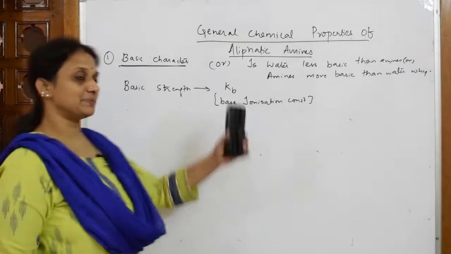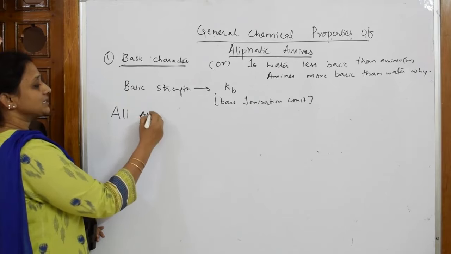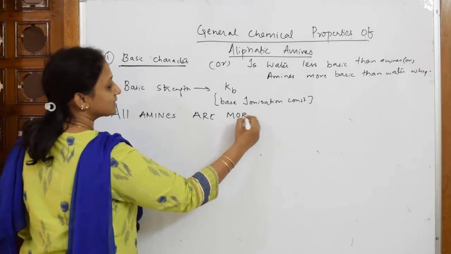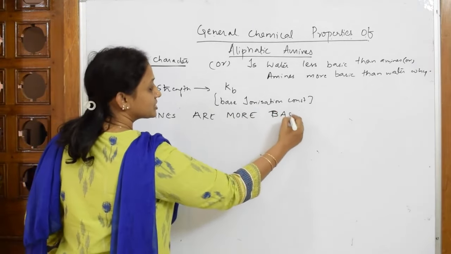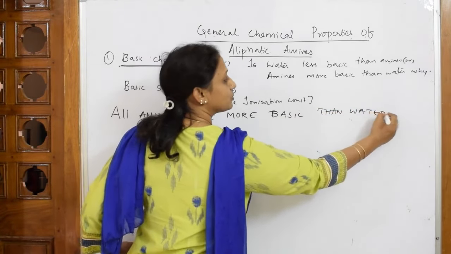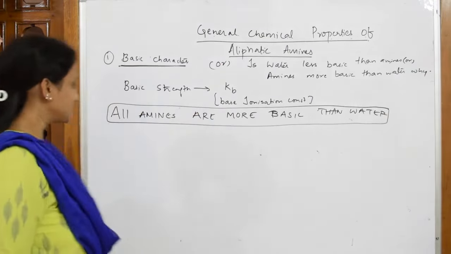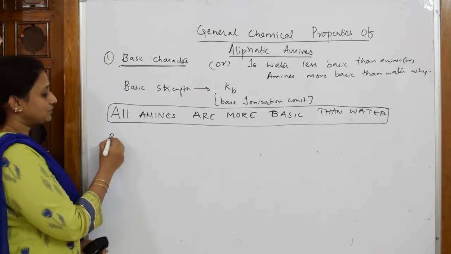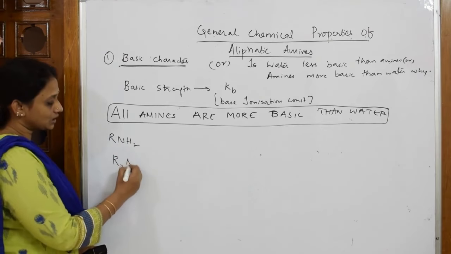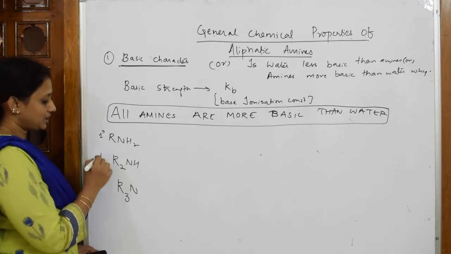Done. Let's start. Now, I have to prove whether it is basic or not. First important thing, remember in your mind, all amines are more basic than water. If you understand this, everything is easy. Let me put this in a box. Why are they basic? Suppose I take primary amine, it has one alkyl group and two hydrogens. Secondary amine has two alkyl groups and one hydrogen. Tertiary has three alkyl groups. So let us name primary, secondary and tertiary.